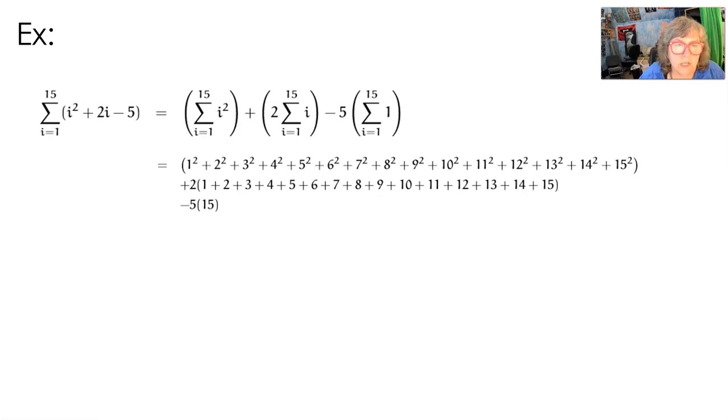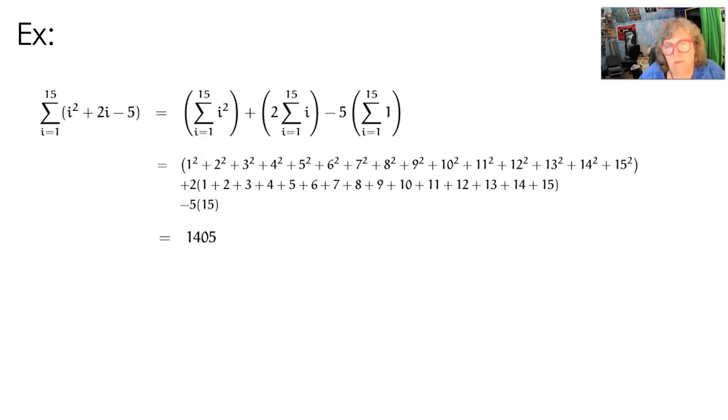Gross. At least you didn't have to type all that. So I have square everything from 1 to 15, add everything from 1 to 15, and then 5 times 15 for the last term. Crank it out. I won't make you sit through that. And I got 1405.